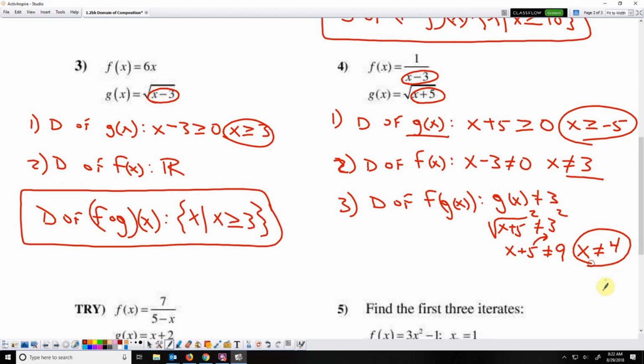And I'm going to circle that, and I'm using what I got in steps 1 and 3, the inner function and the composition. So the domain of f of g of x is the set of all x such that x is greater than or equal to negative 5, but x does not equal 4.